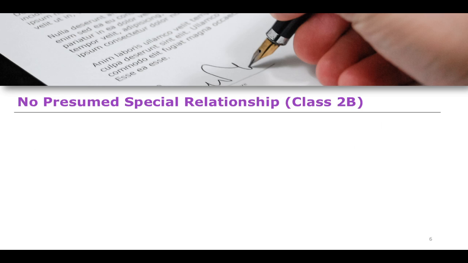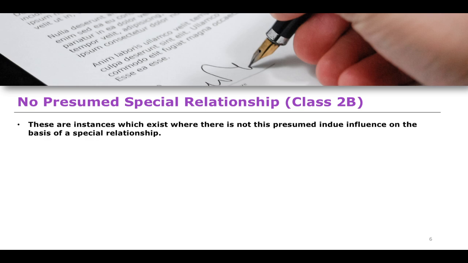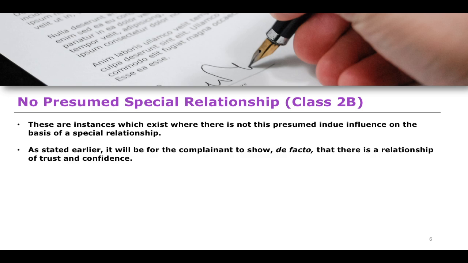More importantly, therefore, let's spend a little bit of time talking about class 2B, where there is no presumption of special relationship. There are instances where there might exist a situation in which there is not this presumed undue influence on the basis of a special relationship.